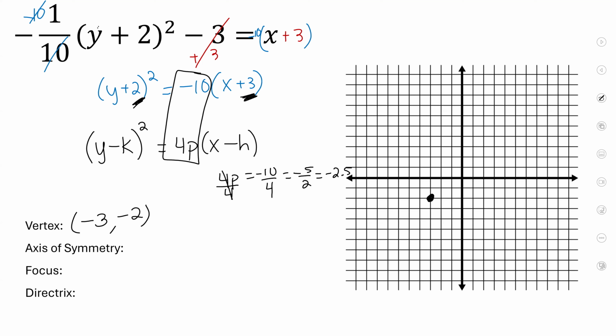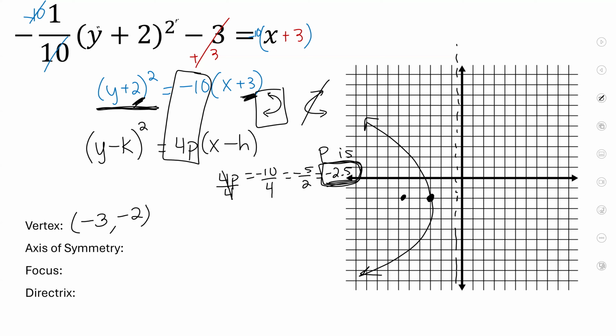Also notice, guys, it's the y term that is squared. That means it's going to be horizontal. It's either going to face right or left. I know it's going to face the left because the p-value is negative. So I know it's going to face this way. Okay, since the p-value is -2.5, I'm going to go 2.5 this way, so I'm right here. That's my focus. And I'm going to go 2.5 this way, which is right here. That's my directrix. So my focus is at -5.5, -2. I'll put F for focus. And the directrix is at x equals -0.5.